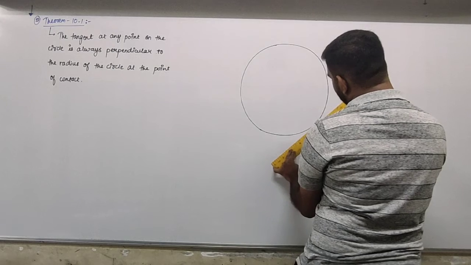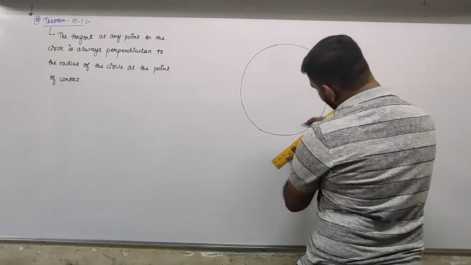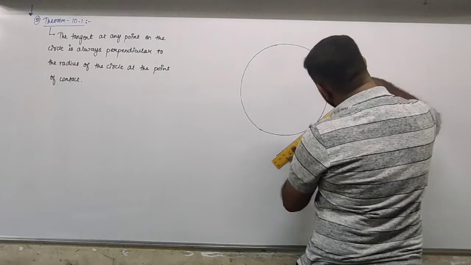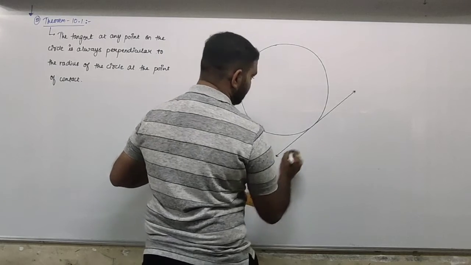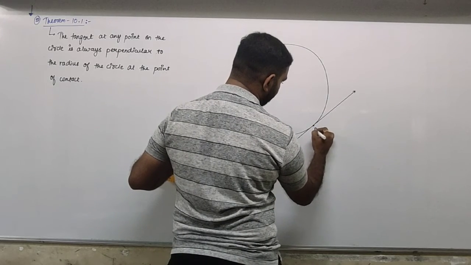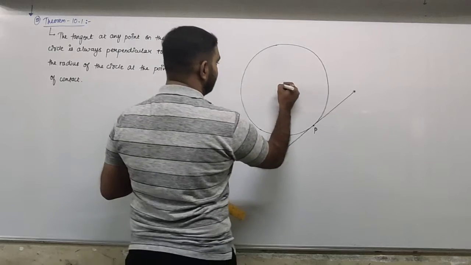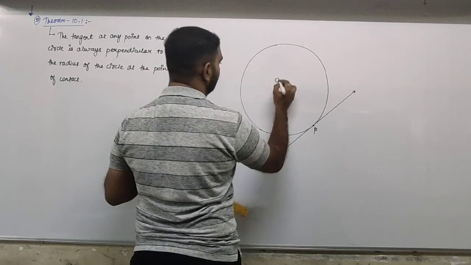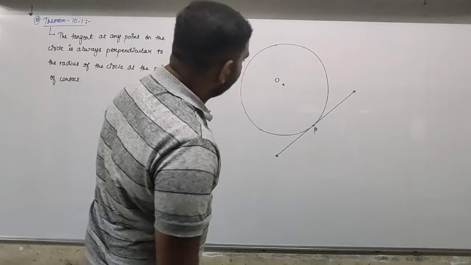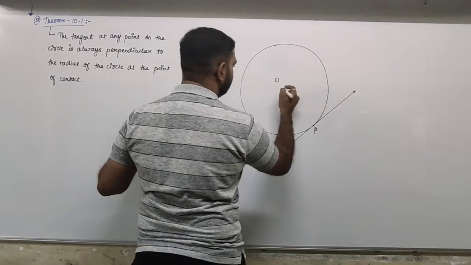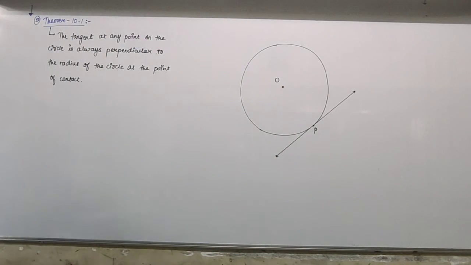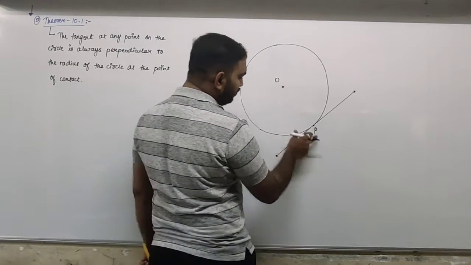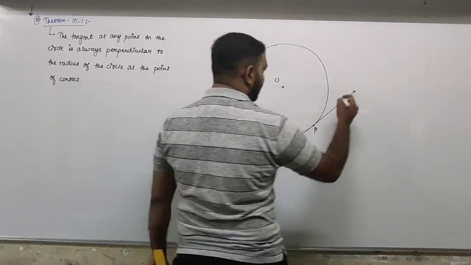Tangent, what is tangent? Tangent is a line which intersects or touches the circle at only one point. So this is the tangent at point P. This is the center of the circle O, right? Somewhat at the center. Roughly drawn, it is not perfect. So this is the center O. This is the tangent at point P.